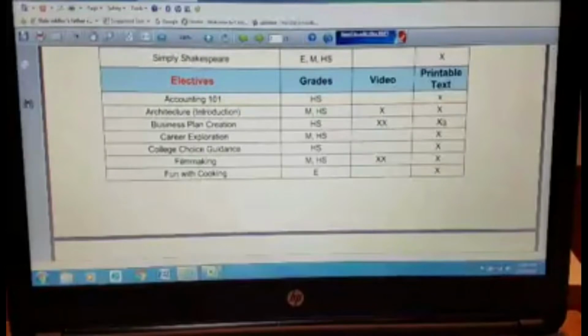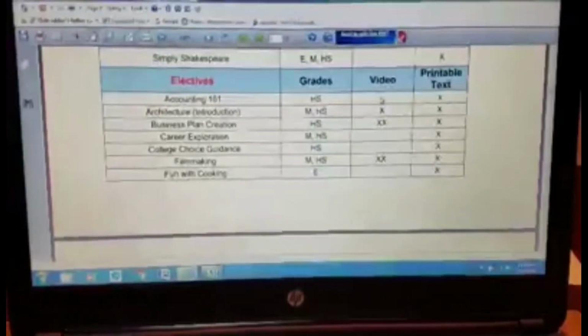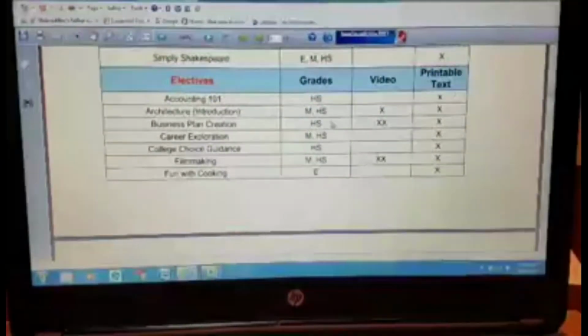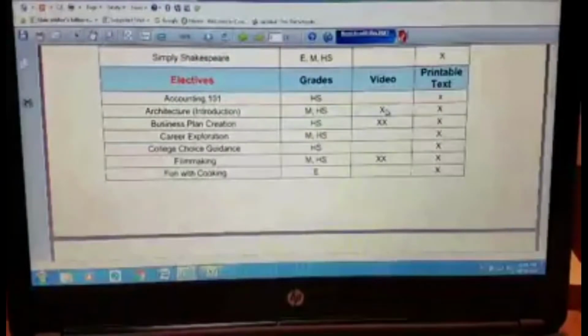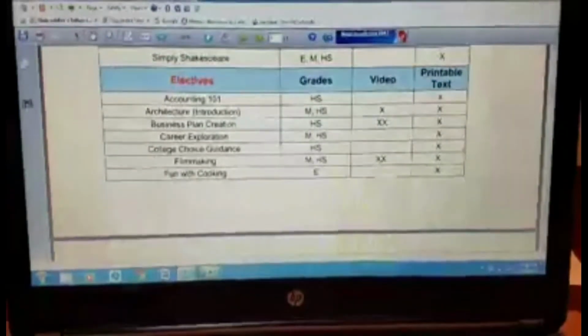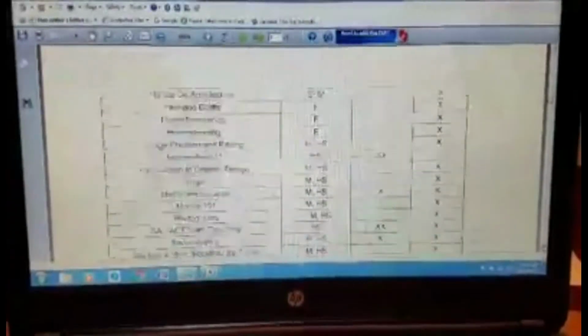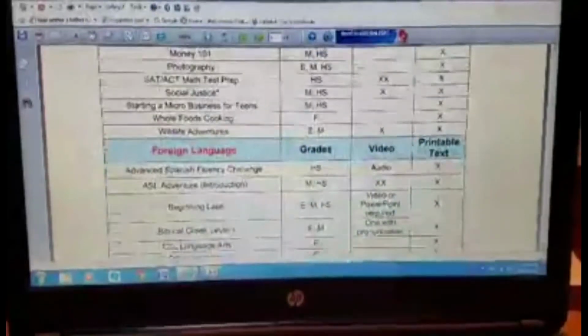And this over here, of course, means there's a printable text. So if I'm looking at Accounting 101, it tells me here that it's high school. There's no video component to it. It's a printable text. But if I want architecture, an introduction to architecture, it's for middle school and high school, it does have some video component to it, but it also has a printable text. And this is a very valuable resource. Kids can even look at this, and it might help them investigate more on which classes they want to use.